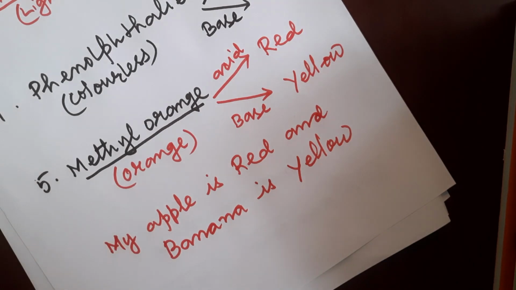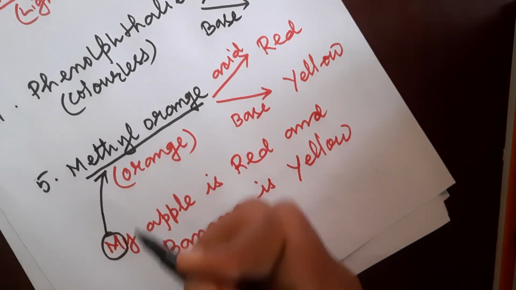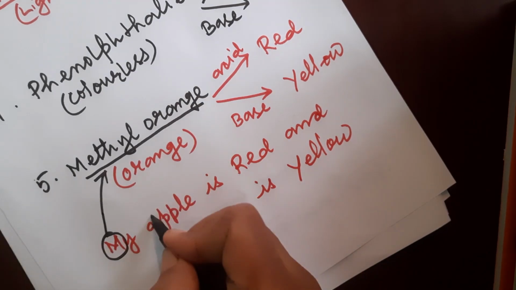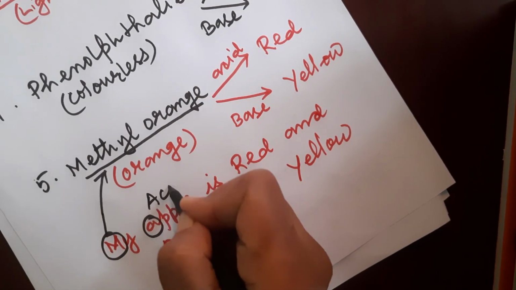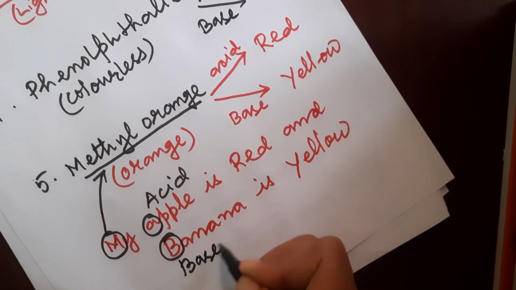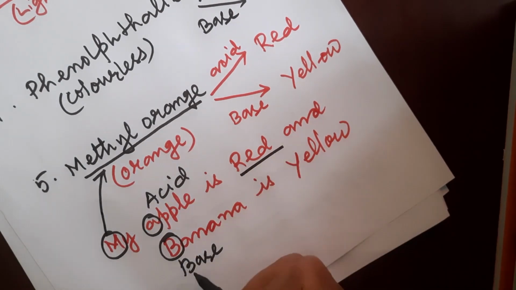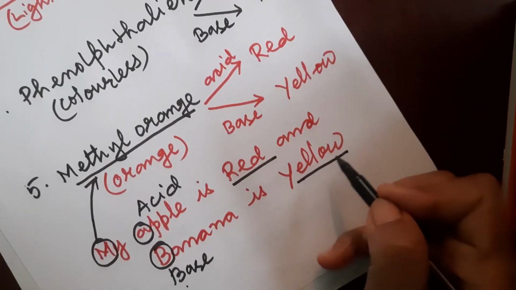Here the letter M indicates methyl orange. M is for methyl orange, A is for acid and B is for base. So methyl orange gives red color in acid and yellow color in base. So in this way you will not forget and you will not make a mistake.